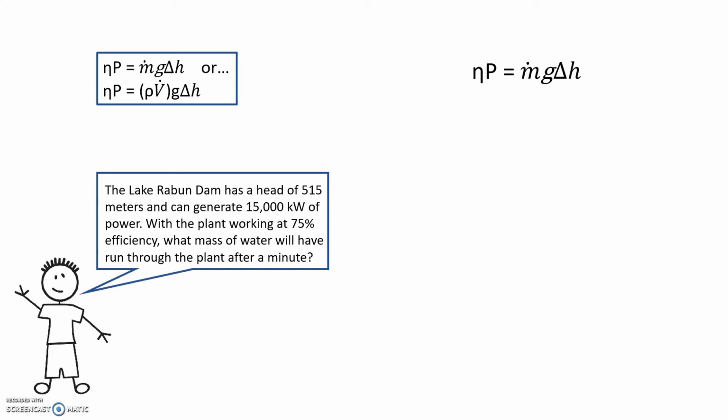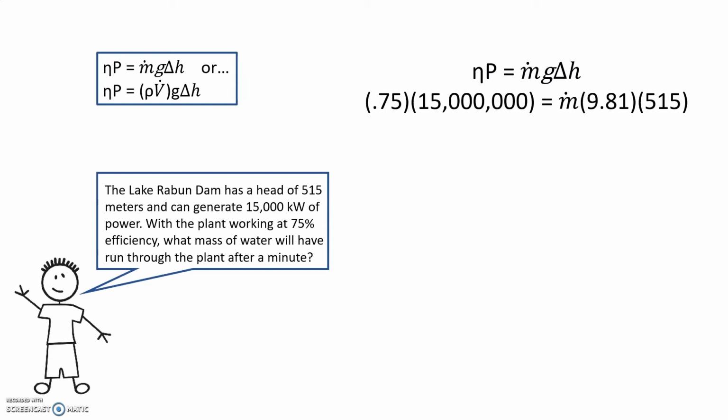For the information given, we will be using the first equation. We start by plugging in what we know. For the change in height, we plug in 515. For power, we plug in 15,000 kilowatts, which we have to remember to convert to watts, giving us 15 million watts. Now we have to plug in the efficiency, which is 75% or 0.75. After doing some amazing algebra, we end up with a mass flow rate of 2,226.77474 kilograms per second.